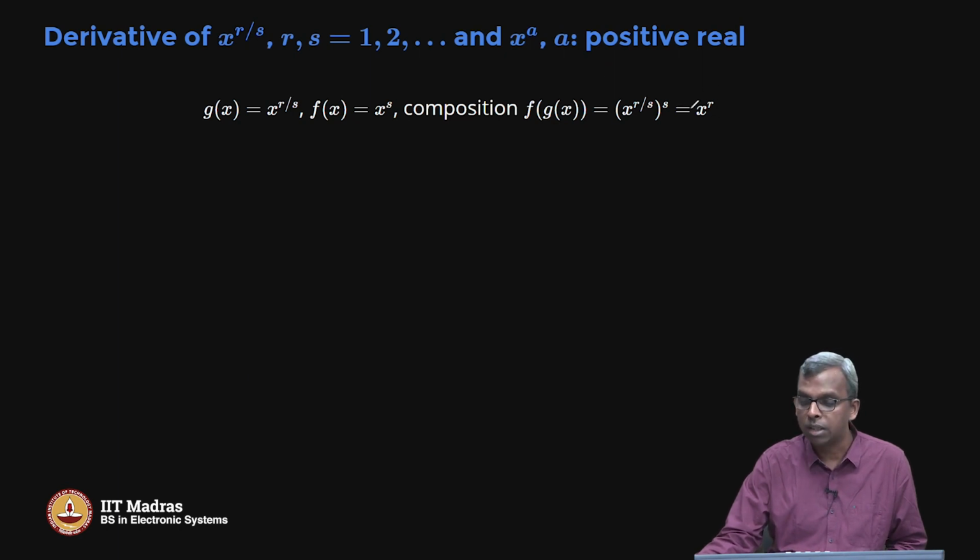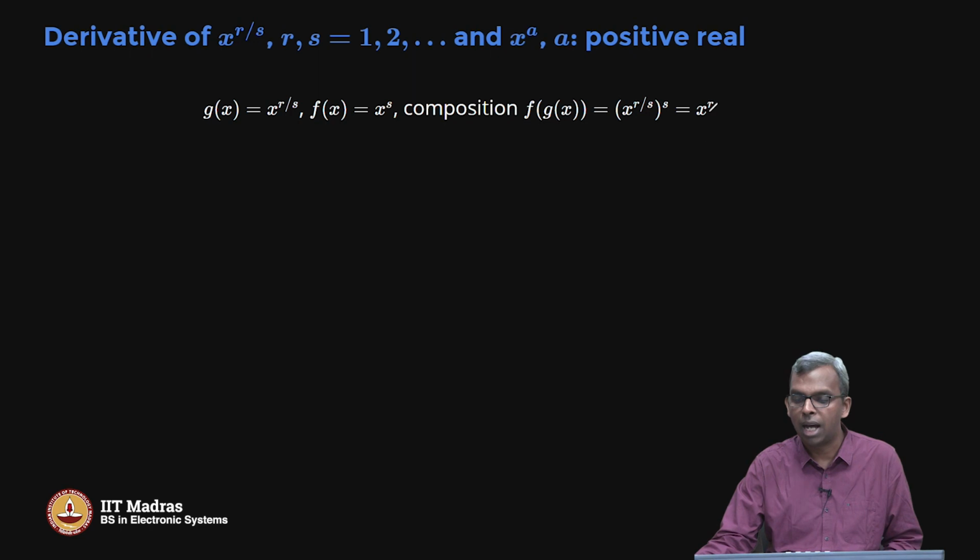What is wonderful about this is, I know how to differentiate x power r. So notice what I've done. My composition is done so that I get to a function which I know how to differentiate. r is just a positive integer. I can differentiate this. Now I can differentiate both sides.